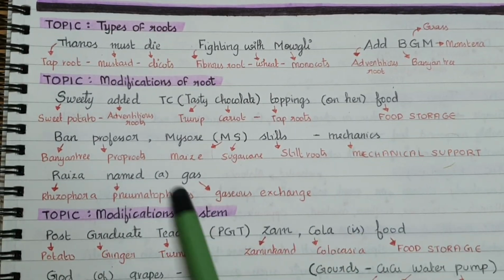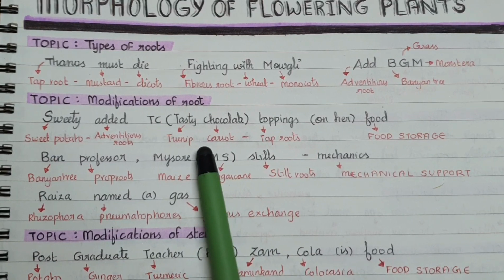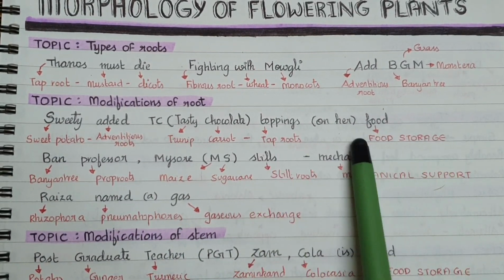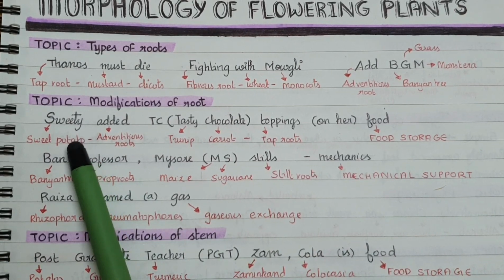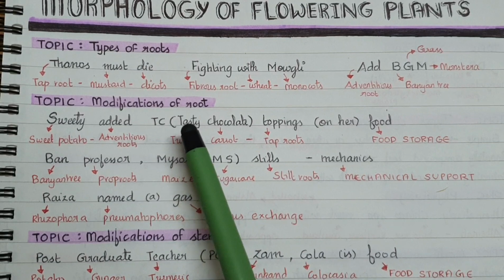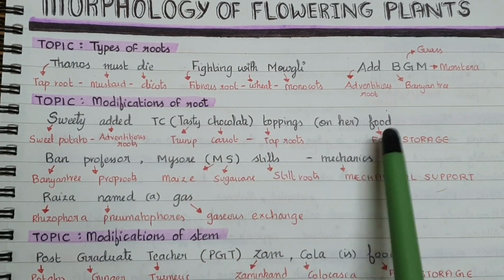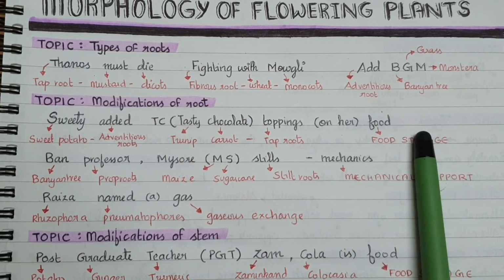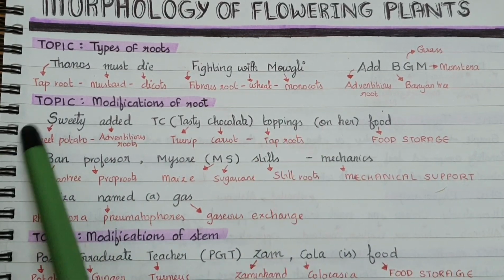The next topic is modification of root. Okay, first we will look at food storage, the roots which are modified to store food. The trick is Sweetie added tasty chocolate, that is TC. Okay, tasty chocolate toppings on her food. So on her food is just to make you sure that it is for food storage. The rest is what is meant for us.